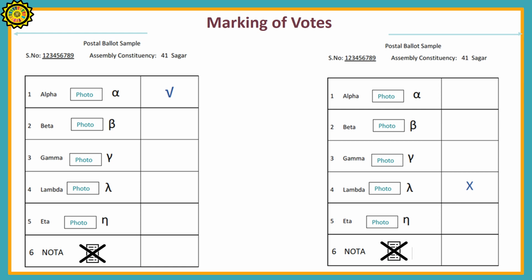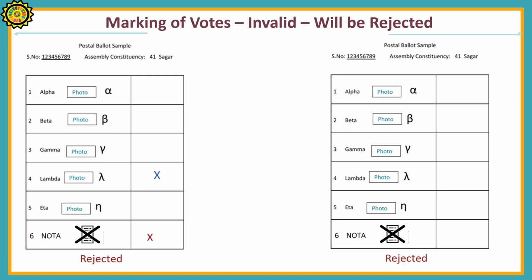Now we will see the marking of votes. In the first ballot paper, the elector has given his vote to Alpha. In the second ballot paper, the elector has cast the vote in favor of Lambda. In the third ballot paper, the elector has cast the vote for Lambda and the NOTA, so it will be rejected. In the fourth ballot paper, no marking has been done. It will also be rejected.